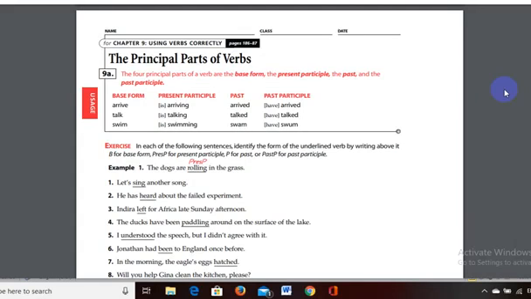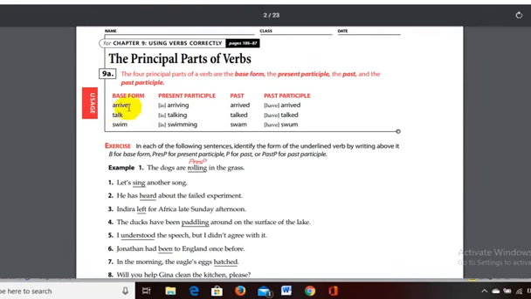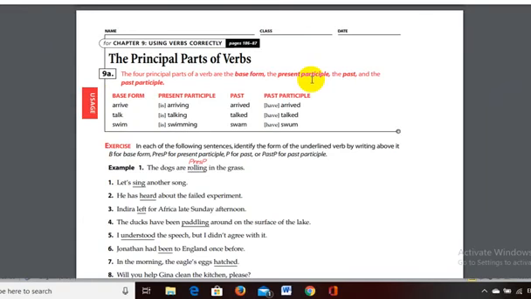Let's first agree that the four principal parts of a verb are the base form, which is the most normal or most standard form, like arrive, talk, swim. The next part of a verb is the present participle, which is adding ing, like you guys remember, right? Like is arriving, is talking, is swimming. Okay, we have the ing. This is the present participle.